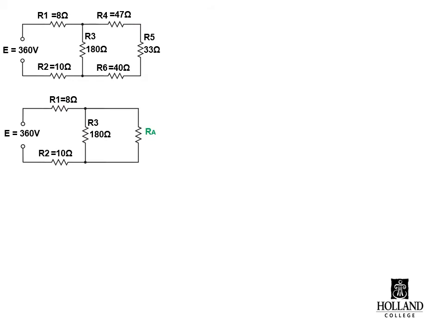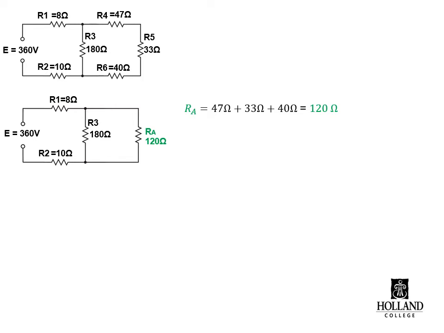So the simplest place to start would be R4, 5, and 6, because we can easily see that those 3 have the same current. So we would simplify 4, 5, and 6 together to give us an equivalent resistance, which I labeled as RA. And when we add 47, 33, and 40 together, we end up with 120 ohms for our equivalent RA.